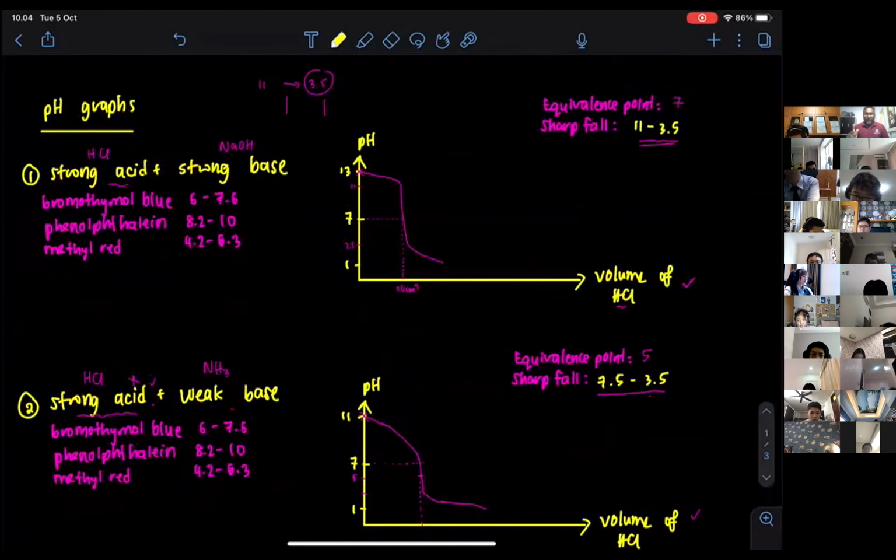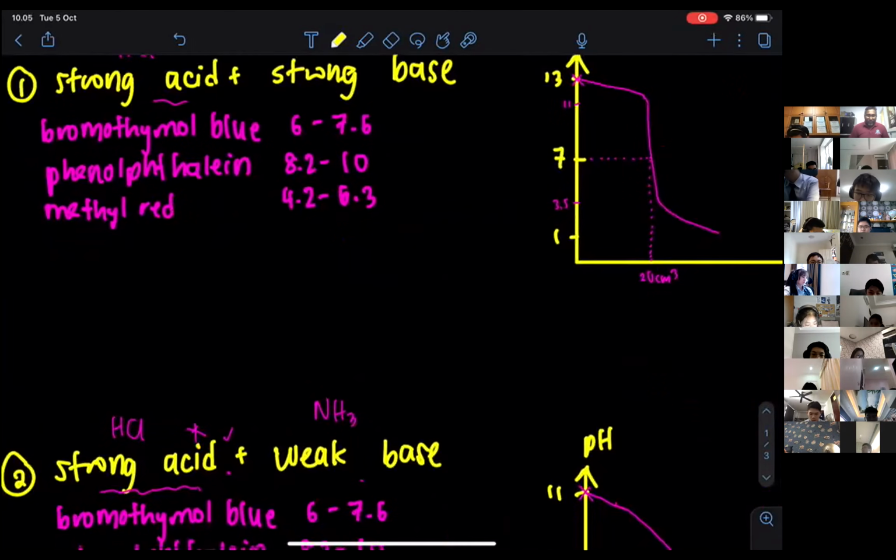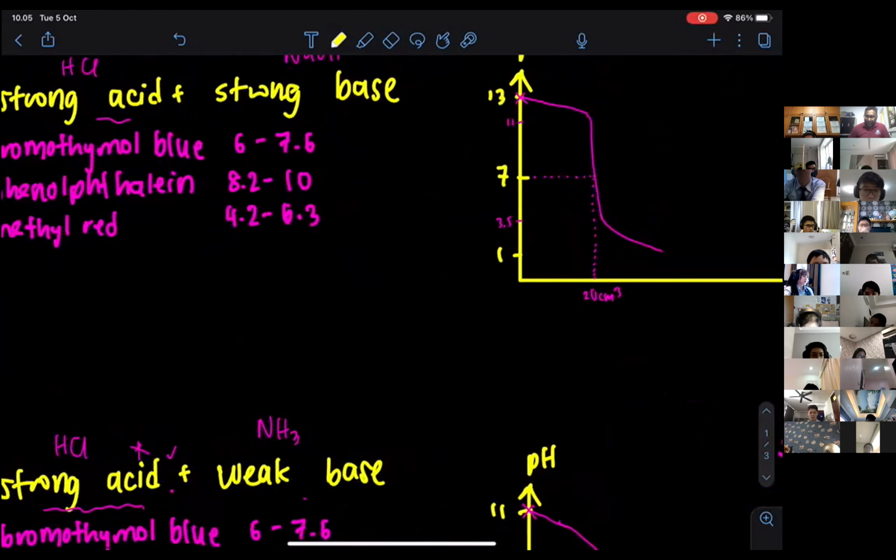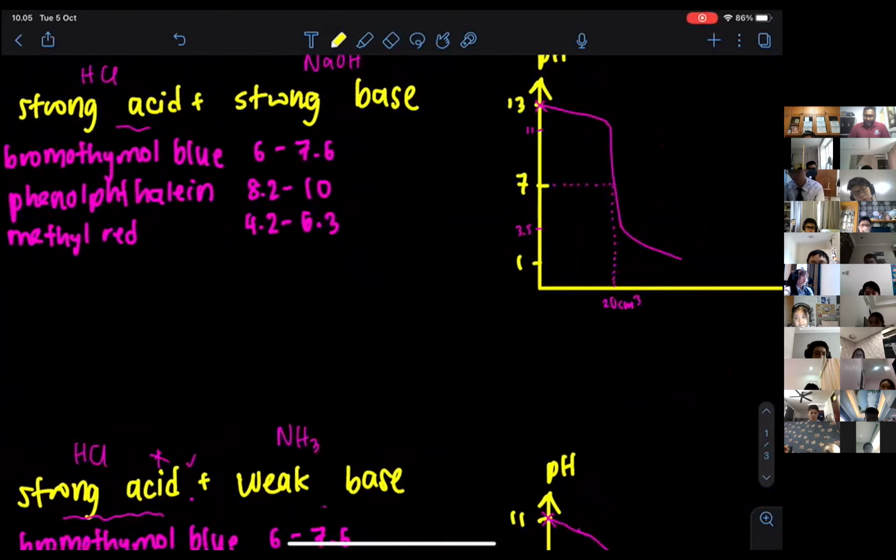And we have learned about how to use the indicator. Now, the indicators that I selected over here, I took 3 indicators. Let's see which indicator is suitable or not. You see bromothymol blue, the pH range is 6 to 7.6. Audrey, can you tell me, can we use bromothymol blue? 6 is here, 7.6 is over here. Can we use?